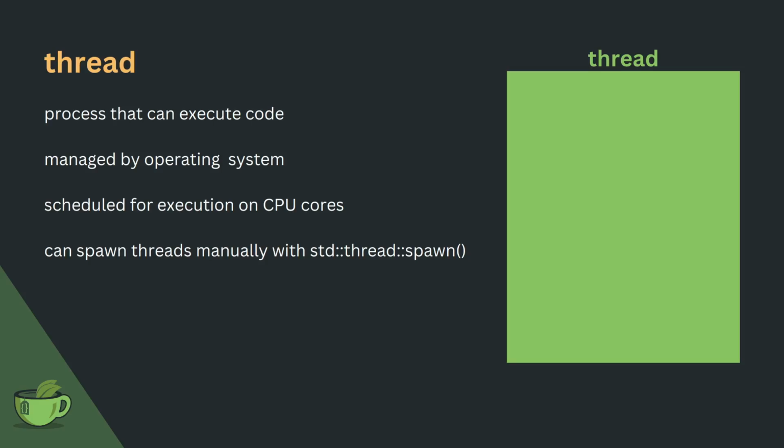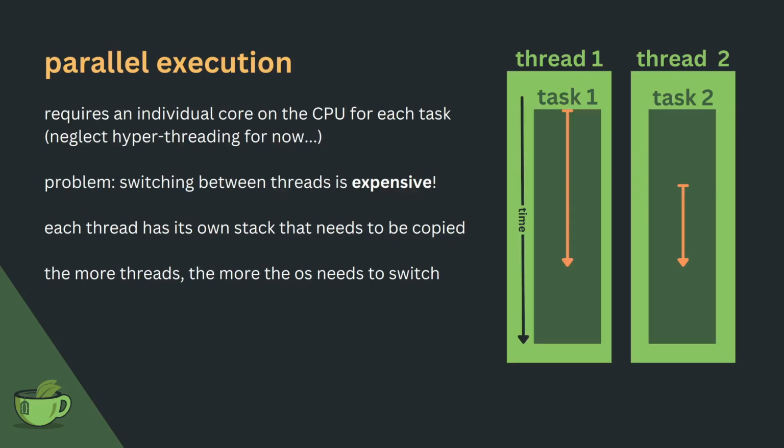So if we have more threads than we have cores, some of the threads will have to wait until there is space on the cores to run them. Threads can be spawned with std::thread::spawn in Rust. And if you haven't heard about that, then go watch my video on it and you'll be up and running in no time. With threads, we can achieve parallel execution. In this example, we have two threads. Each of the threads only has one task, which can then run synchronously on the threads.